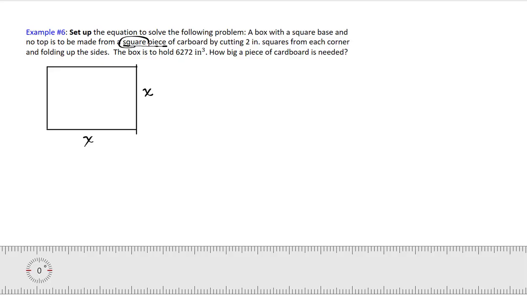And then our goal is to create a three-dimensional object out of this by cutting up 4 corners and then folding up the sides. So we do not know the dimension of this cardboard, but we do know that the side of each corner here is 2 units, 2 inches to be exact.